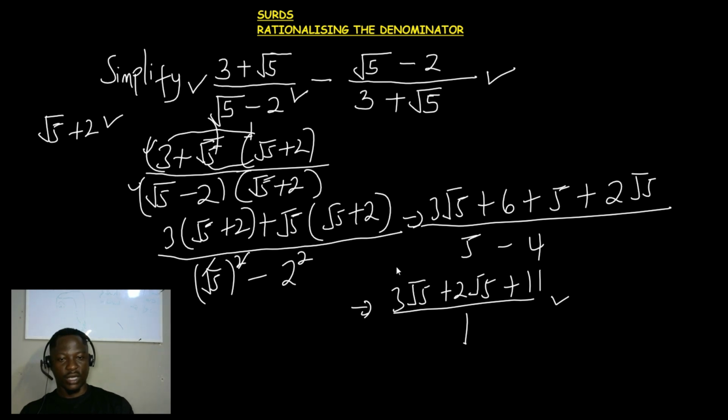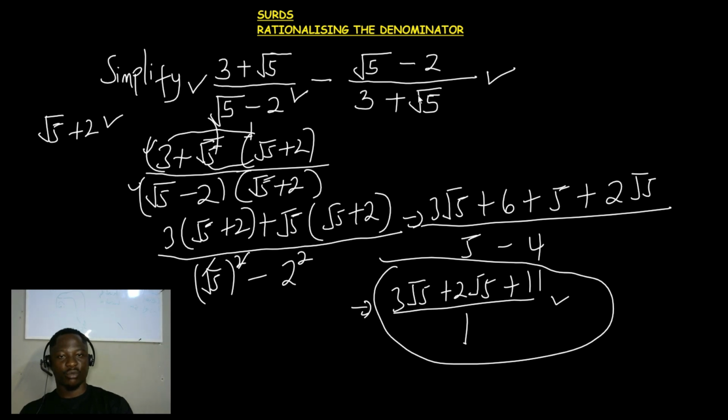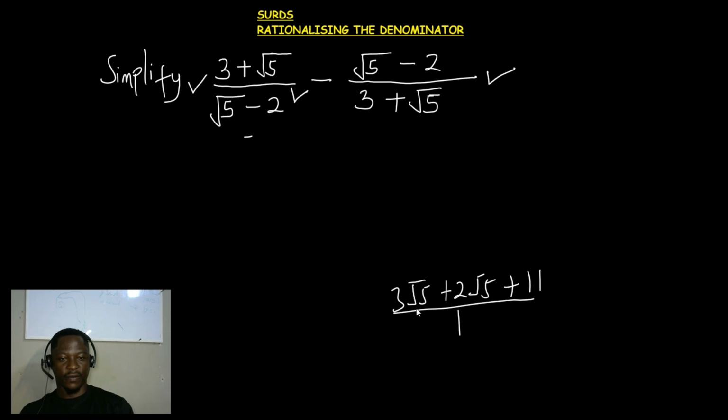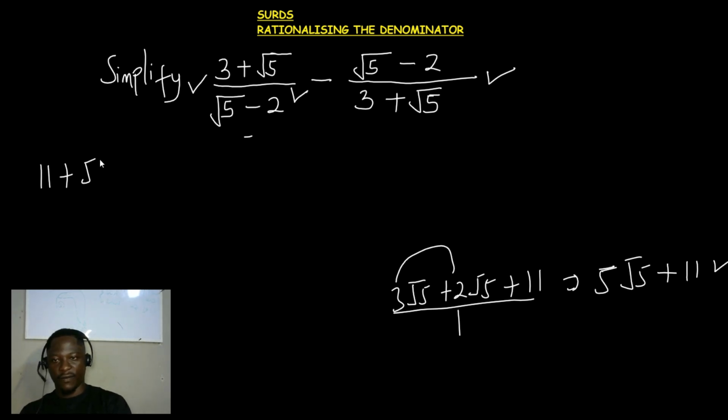Now we are going to put this one in there, and then also go ahead and rationalize the other one. After that, we subtract this side from here. So 3 root 5 plus 2 root 5 are like terms, so we add them: 3 plus 2 gives us 5. So here 5 root 5 plus 11, and any number over 1 is the same number. So when you rationalize this, you're going to get 11 plus 5 root 5. Now let's put this one here, and then also go ahead and rationalize this one.